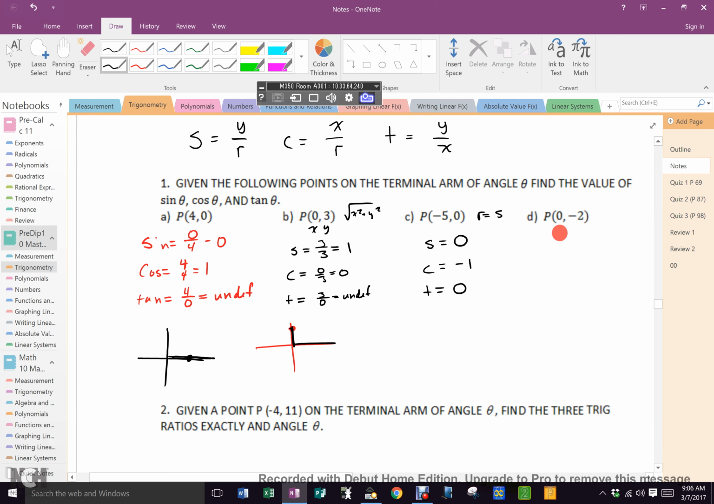What about this one? What's the r? Please tell me you're seeing the pattern. 2, lovely. What's the sine?